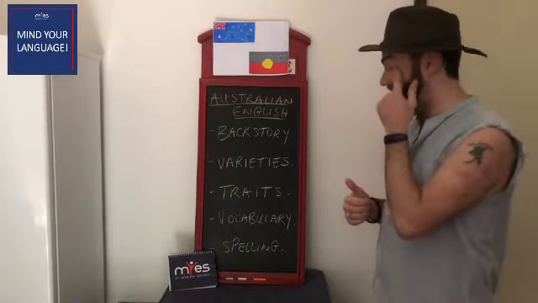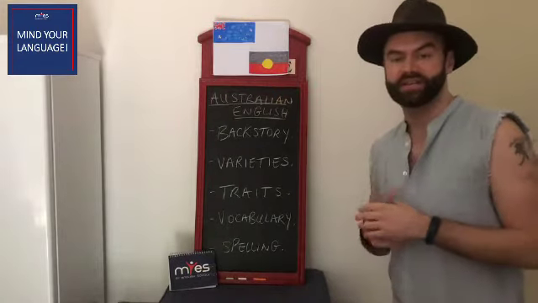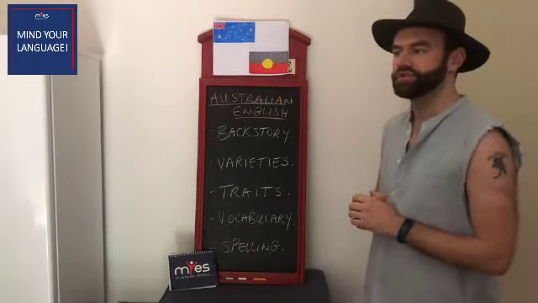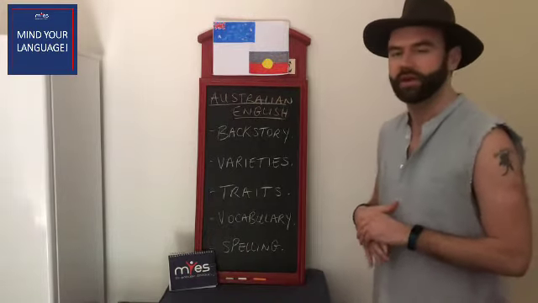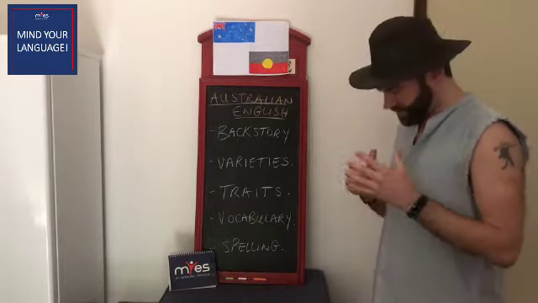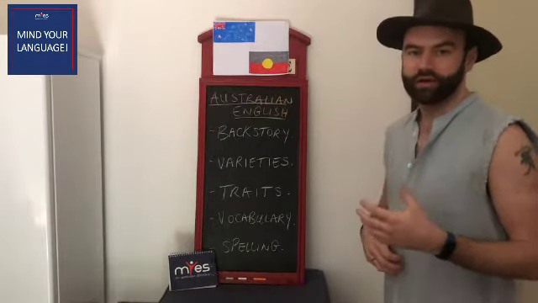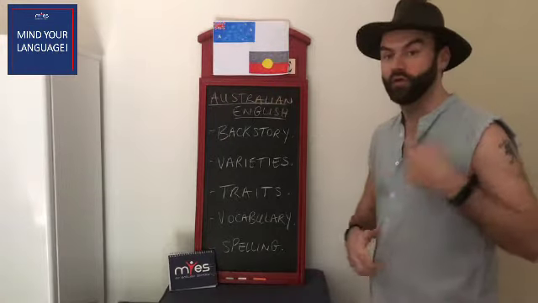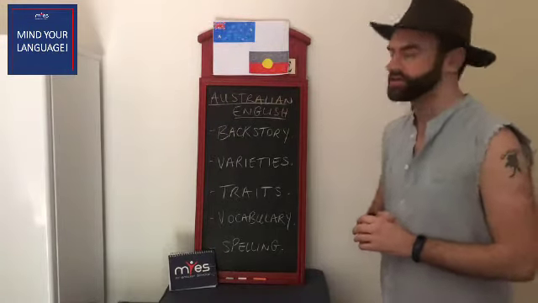So, Australian English, how long has it existed? Well, let's say about 150, 200 years, something like this, maybe more. Remember that Australia originally was a colony, but you have to go back to the people before, the colonizers.